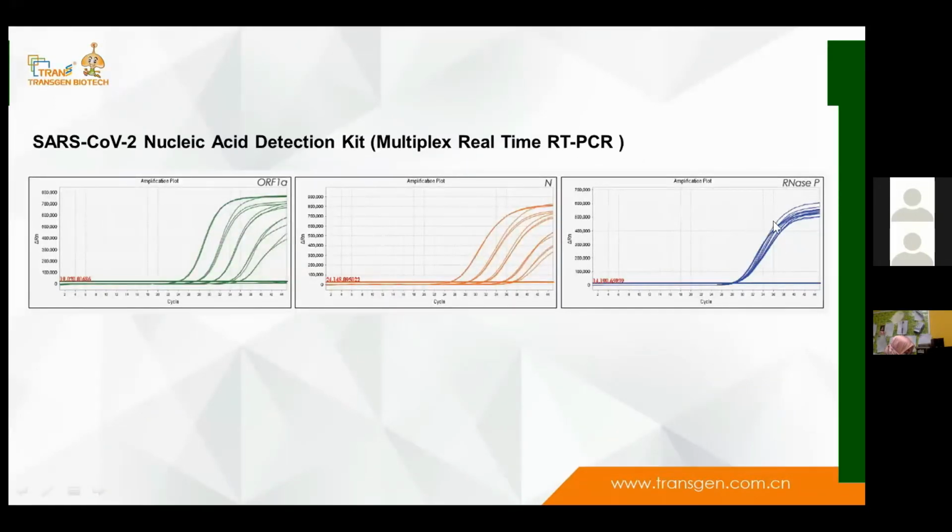So we detect three genes. This one, RSP, is a human gene, so it's an internal control gene for the system. And the N gene and the ORF1A gene are from the COVID-19 virus. So in this case, we do triple multiplex real-time PCR to detect the virus. So it's a very important application in diagnosis.